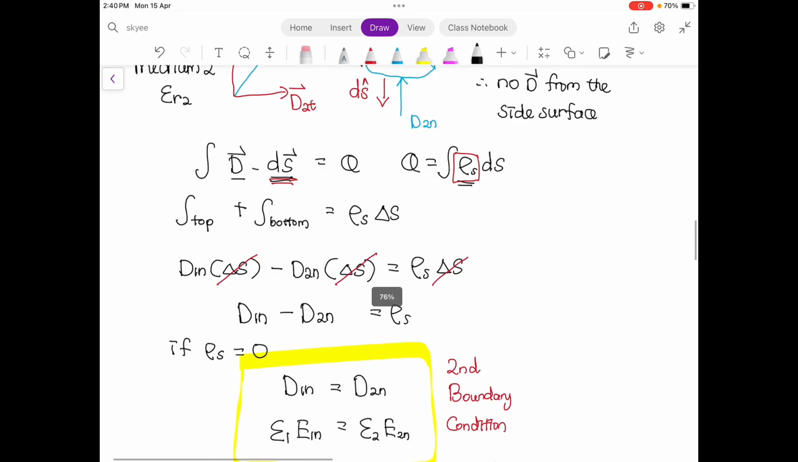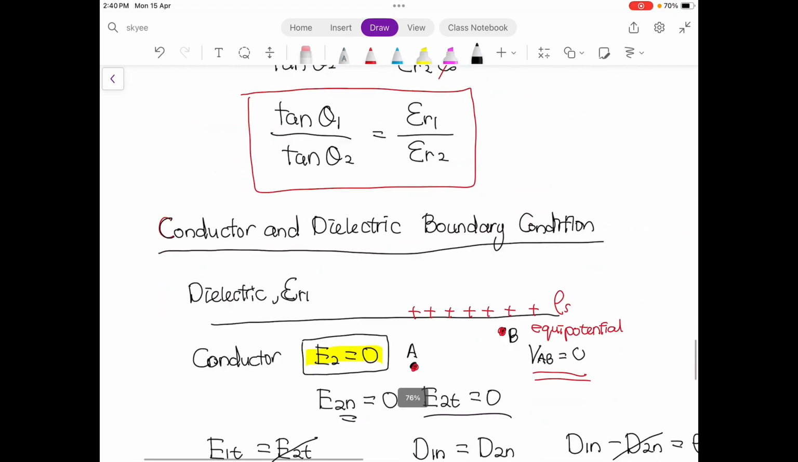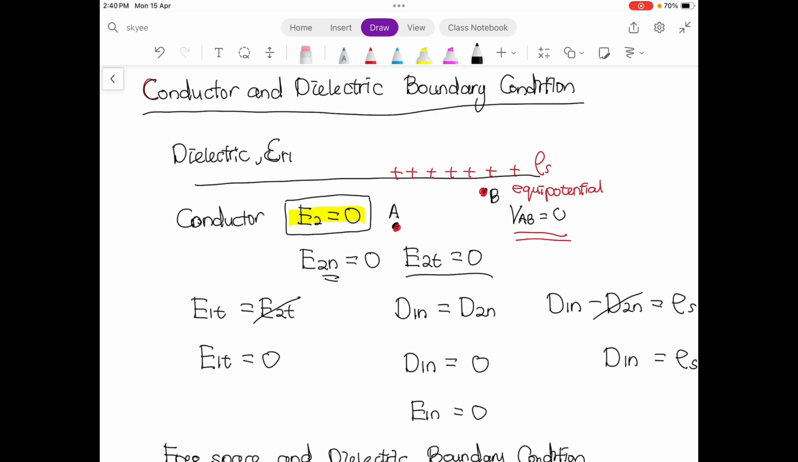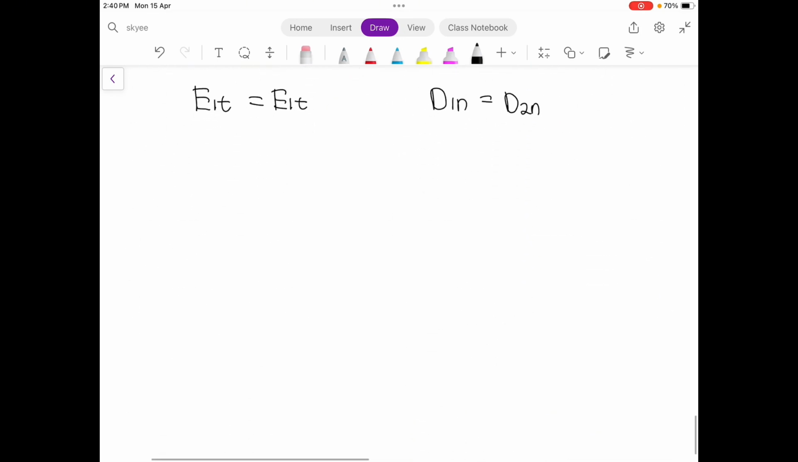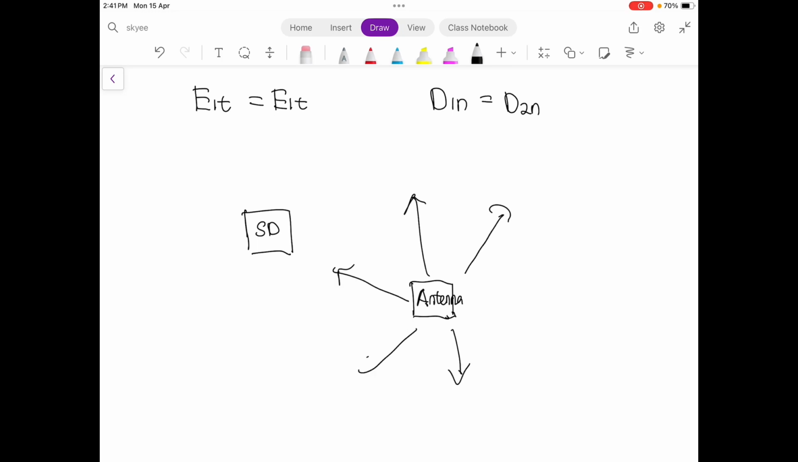So just now we mentioned that the electric field in the conductor equals 0. Because of this characteristic, we always use the conductor as a shielding material. For example, now you have sensitive electronic devices. And here there is also, for example, a TV antenna. This antenna radiates electric fields in all directions. And when this sensitive device is exposed to the radiation from the antenna, it cannot function properly.